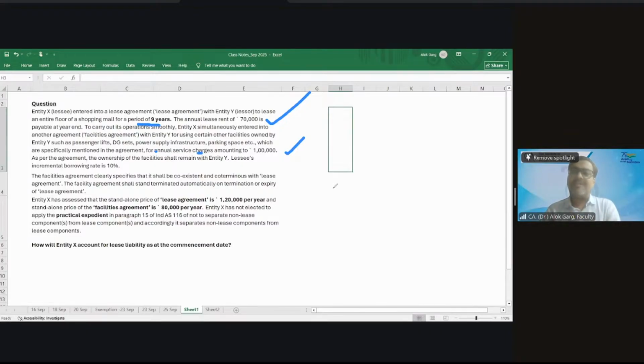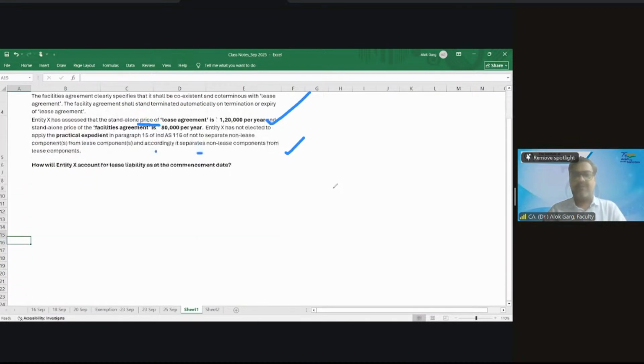But from the substance of the agreement, from the substance of the arrangement, to reflect a true and fair accounting, do you think 70,000 is the right amount of the lease payment? Answer is no. So what should we do here? First of all, the solution.